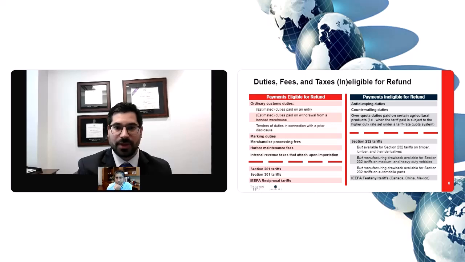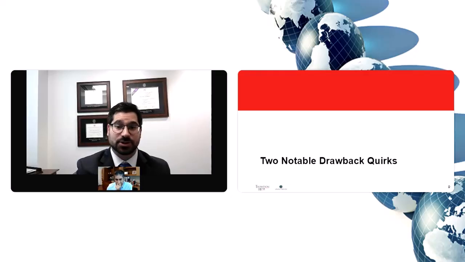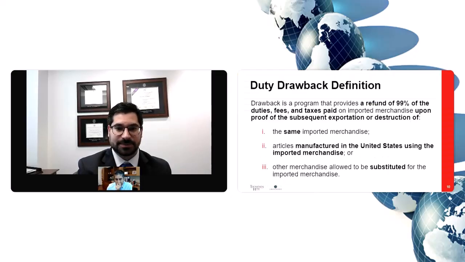Now, one thing that I want to do before we actually talk about the different types of drawback is talk about quirks that apply to all types of drawback. And for that, it's probably easiest to return back to our definition. Specifically, the two quirks surround two of the most prominent verbs in this definition, which are exportation and destruction. The reason why they're quirky, if you will, is they take on a meaning kind of beyond how we normally use them in ordinary parlance, because they are, after all, legal terms of art. So let's start with exportation.